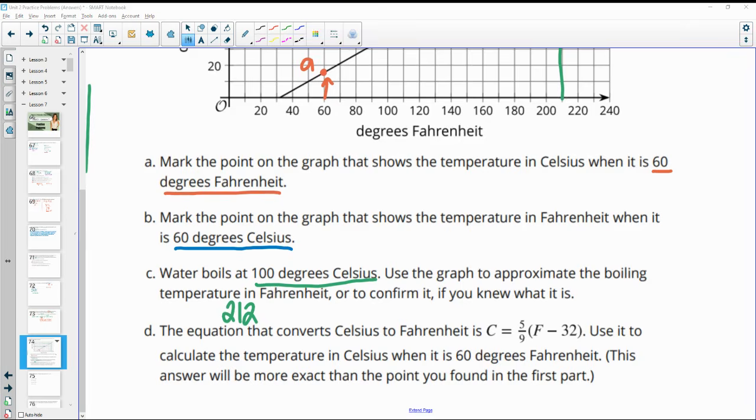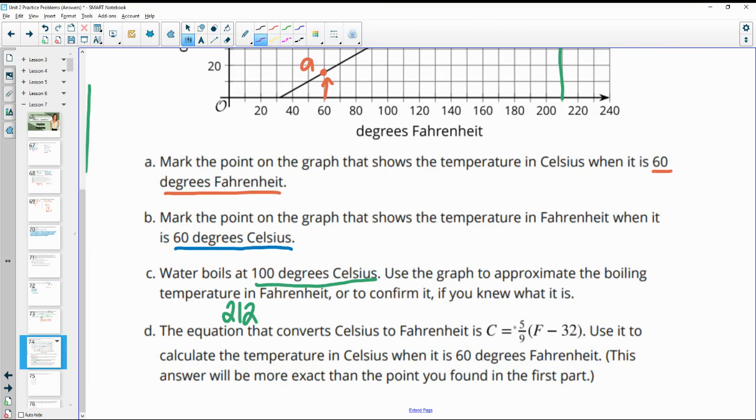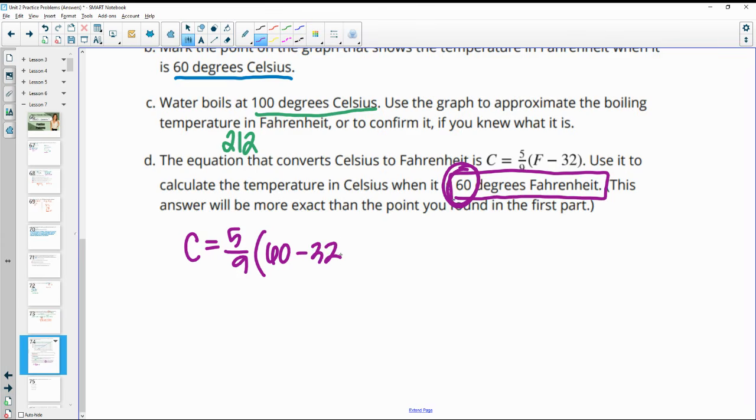All right, then the last part of this question gives us the actual equation. They're giving us this equation here for Celsius equals 5/9 times Fahrenheit minus 32, and they want us to use it to calculate what the temperature is in Celsius when it's 60 degrees Fahrenheit. So now we're actually going to plug this in and confirm our answer from A. So we have Celsius equals 5/9 times, and we know that we're looking at 60 degrees Fahrenheit, so that's going to go in for F, and then we minus 32.